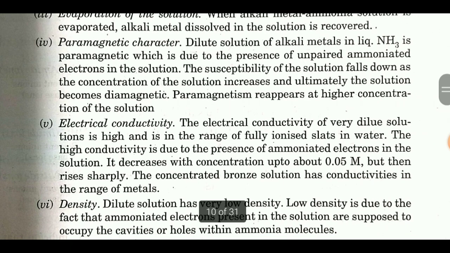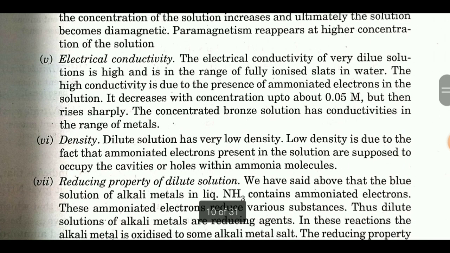Fourth, paramagnetic character. Dilute solution of alkali metals in liquid ammonia is paramagnetic, which is due to the presence of unpaired ammoniated electrons in the solution. The susceptibility of the solution falls down as the concentration of the solution increases, and ultimately the solution becomes diamagnetic. Paramagnetism reappears at higher concentration of the solution.